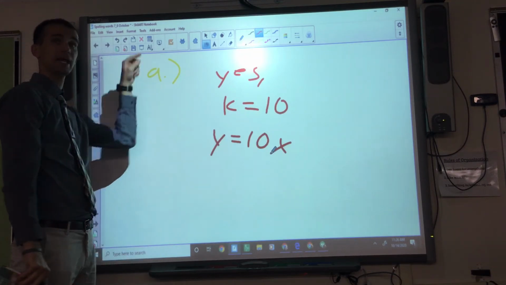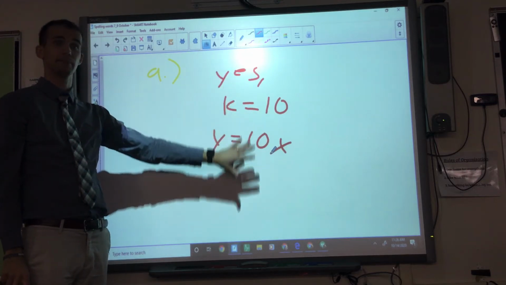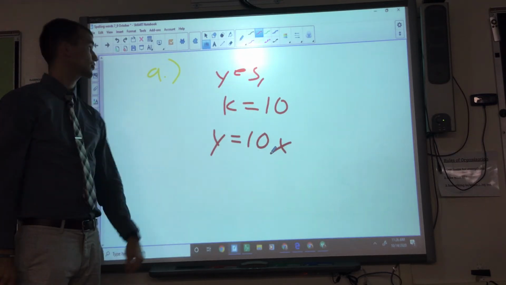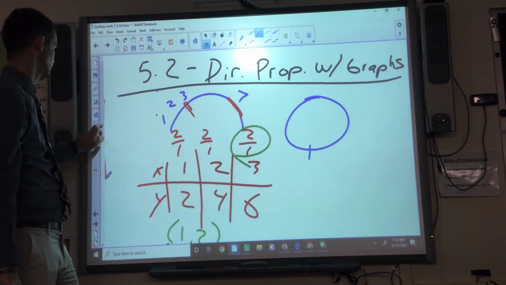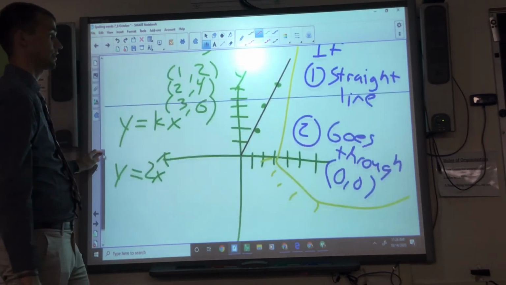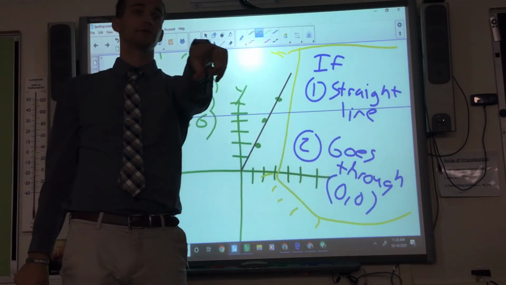All of them, you just have to take, hey, what's that y value? Take it over the x value. That gives you the k. You just go bam, bam, bam. And if it's not a direct proportion, if it does not fit all of these things, if it's not a straight line that goes through 0, 0, then right away, boom, you don't even have to do any extra work.